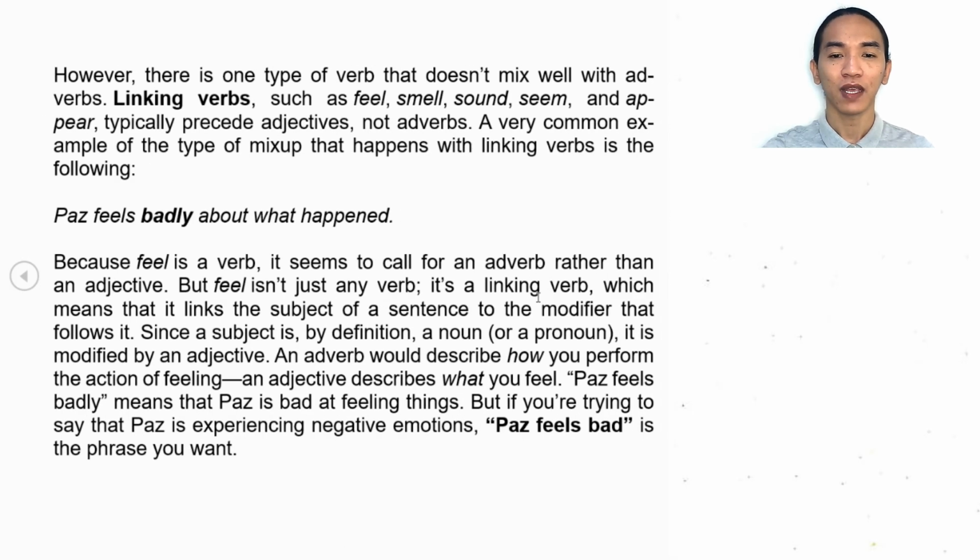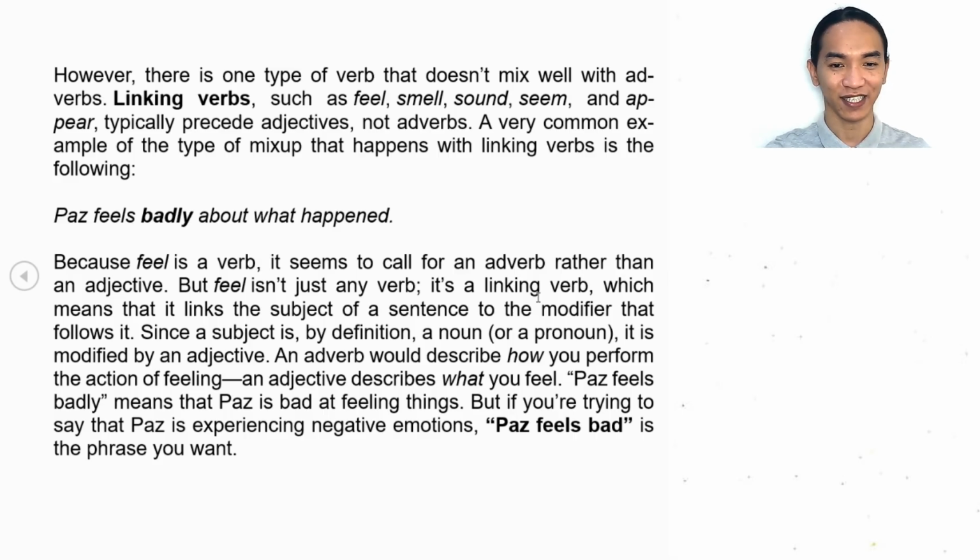Okay? Now, however, there is one type of verb that does not mix well with adverbs. It means we usually cannot or do not use adverbs with them. So these are what you call your linking verbs, such as feel, smell, sound, seem, appear. Typically they precede adjectives, which means after them are adjectives and not adverbs.